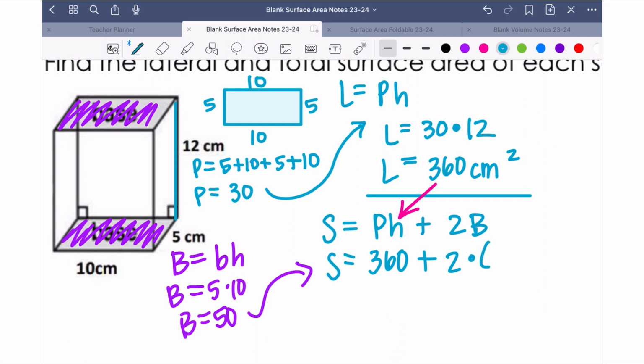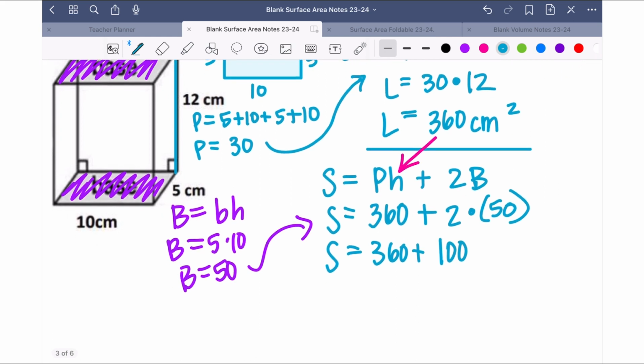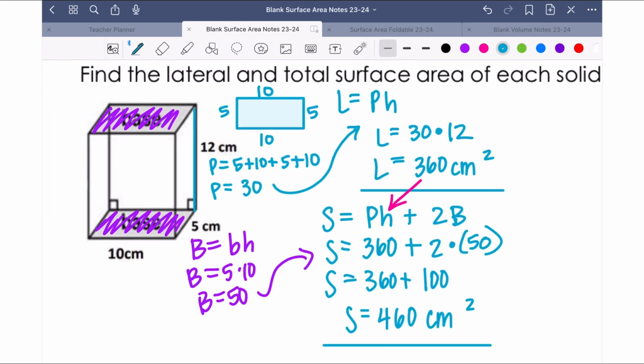So 2 times 50. And so 360 plus, what's double 50? 100. 360 plus 100, 460. And then it's centimeters squared. And that's it. You found the lateral and you found the total. One thing I want you to notice is that for these types of problems, there's some side work that needs to be done in order to plug in the formula. We had to do the perimeter first to do lateral, and then we had to do the area of the base to do the total surface area.